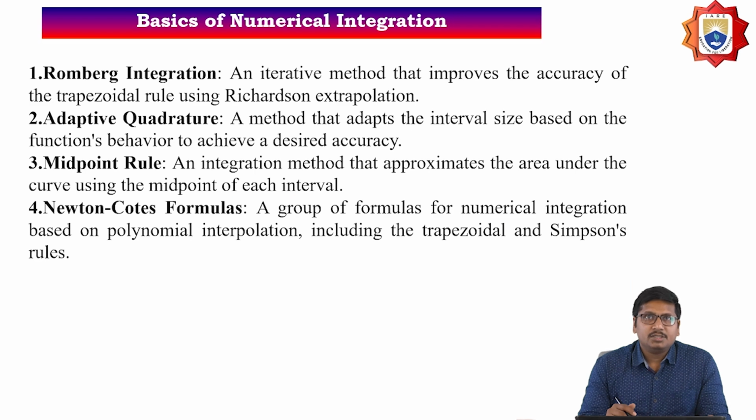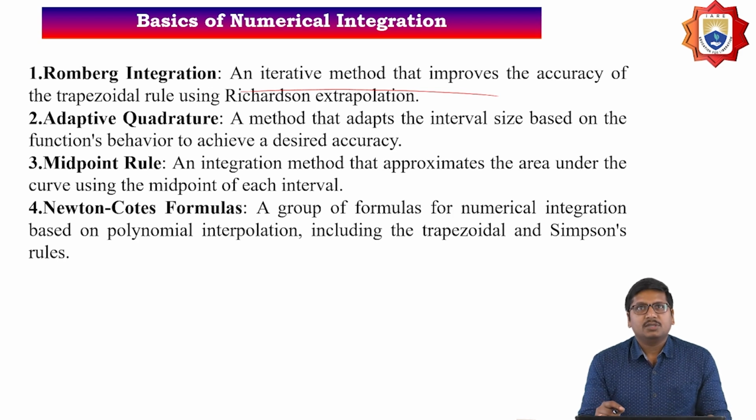Then Romberg integration is an iterative method which improves the accuracy of the trapezoidal rule using Richardson extrapolation. And adaptive quadrature is a method that adapts the interval size based on the function's behavior to achieve the desired accuracy.